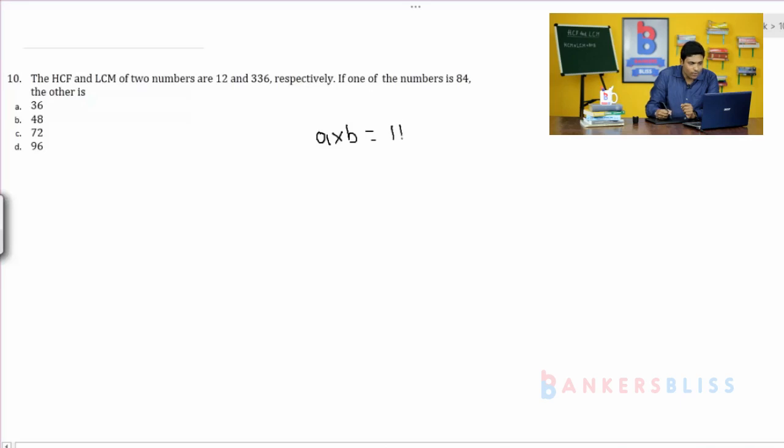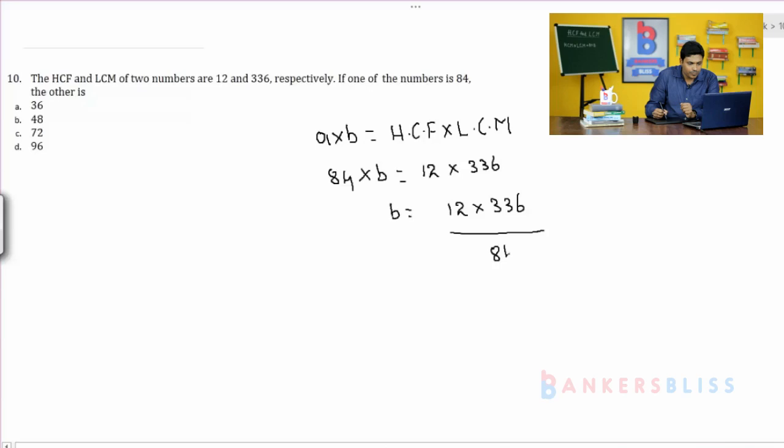is equal to product of their HCF and LCM. So, one of the numbers is 84. You may consider the 84 as A or B. It's your wish. 84 into B is equal to HCF 12 into LCM 336. So, B is equal to 12 into 336 by 84.